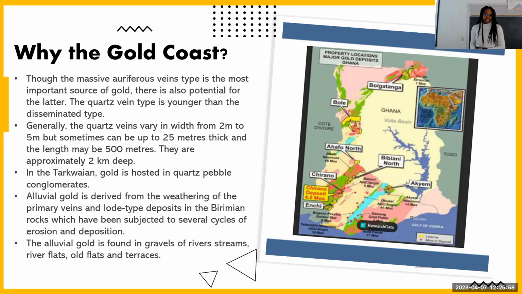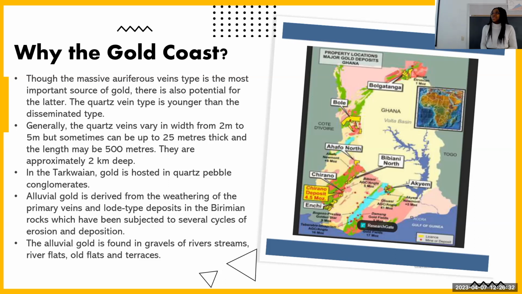In the Tarkwaian, gold is hosted in quartz pebble conglomerates. Alluvial gold is derived from the weathering of primary veins and lode-type deposits in the Birimian rocks, which were subjected to several cycles of erosion and deposition. So some were found in alluvial fans. Then more alluvial gold is found in levels of rivers, streams, river flats, old river flats, and terraces. So yes, you could have gone down to one of the tributaries of the Volta River, sifting through the sediment for a little bit. If you're lucky, you might have actually found a gold nugget back in the day.